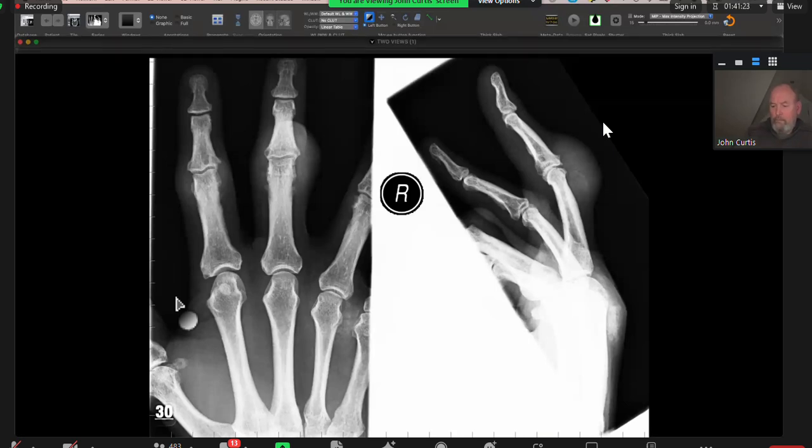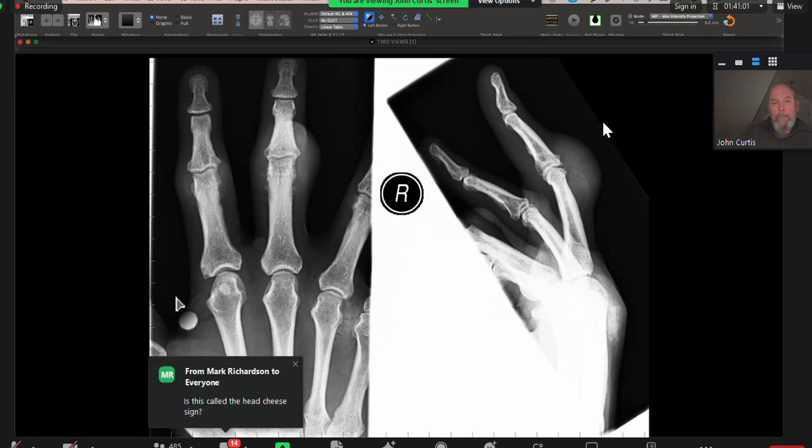So this is an X-ray of the hand, showing soft tissue swelling along the proximal interphalangeal joint of the third finger. I can also see some soft tissue swelling along the proximal interphalangeal joint of the second finger. The joint itself appears to be normal.